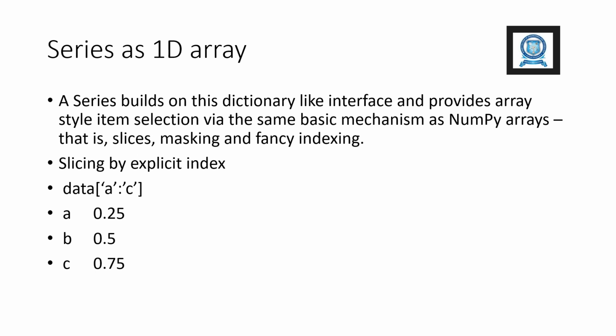A Series builds on this dictionary-like interface and provides array-style item selection via the same basic mechanism as NumPy arrays, that is slices, masking, and fancy indexing. Slicing by explicit index, for example data of 'a' colon 'c', prints the corresponding indexes and their values from a to c: a 0.25, b 0.5, c 0.75. This will be printed on the screen.